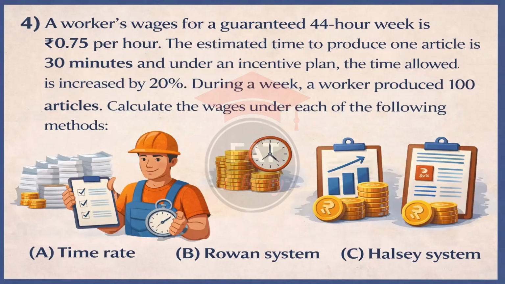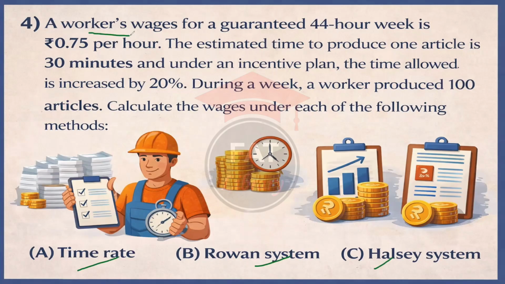A workman's wages for a guaranteed 44 hours is rupees 0.75 per hour. The estimated time to produce one article is 30 minutes and under an incentive plan, the time allowed is increased by 20%. During a week, a worker produced 100 articles. Calculate the wages under each of the following methods. A. Time rate system. B. Rowan system. And C. Halsey system.